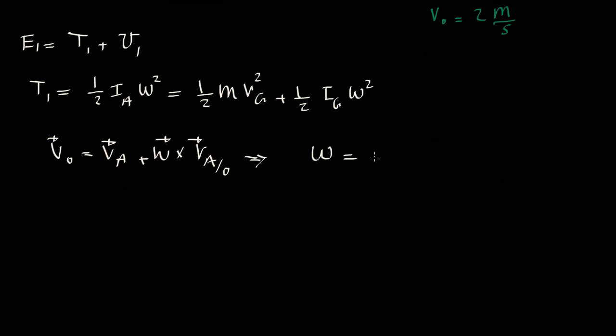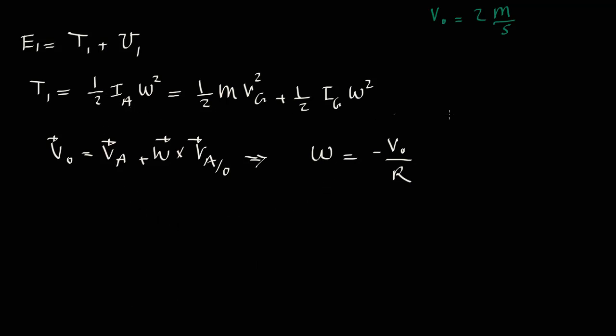So here basically omega is minus VO over R. And if you do the vector calculation, you find out that it is minus for omega. But again, that doesn't matter. We can say that the magnitude of omega is just V naught over R. So this is for omega.